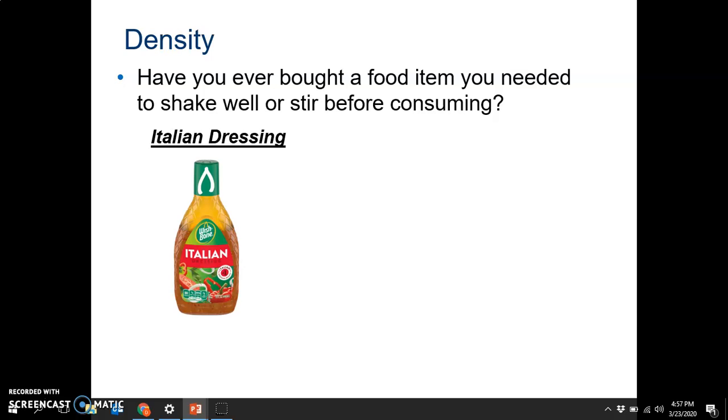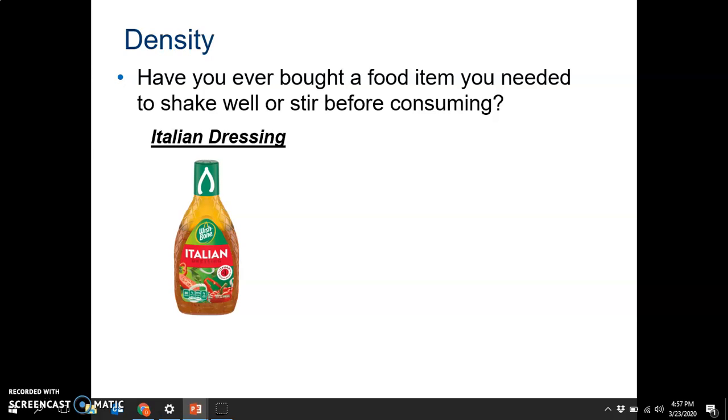So this is an Italian dressing, right? What's on the top and what's on the bottom? Well, the top is actually oil. And this layer right here is going to be your vinegar and your water. And why does it separate like that? And why do you have to mix it up?